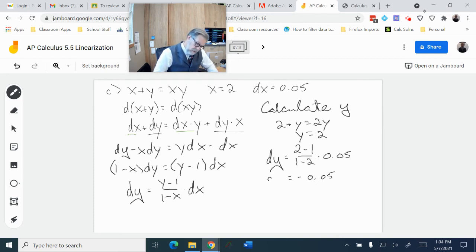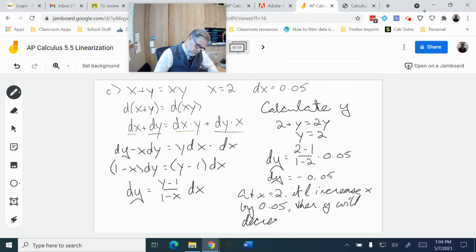So again, an interpretation: at x equals 2, if I increase x by 0.05, then y will decrease by 0.05.